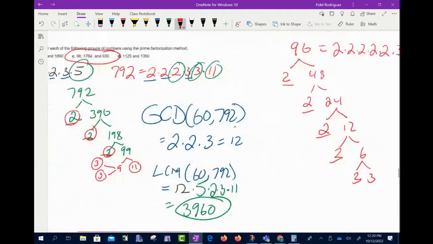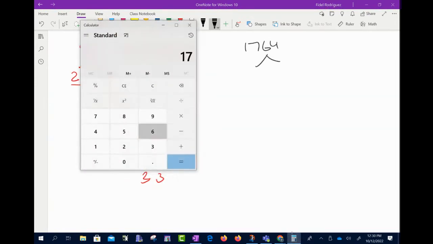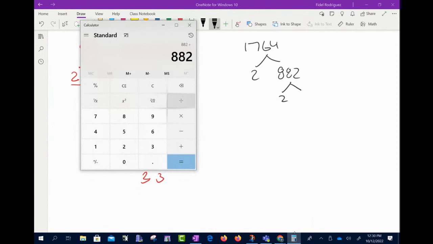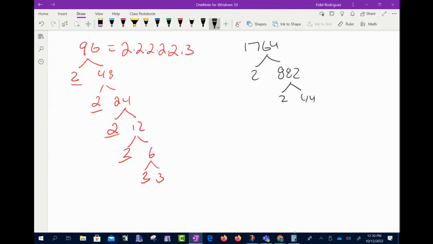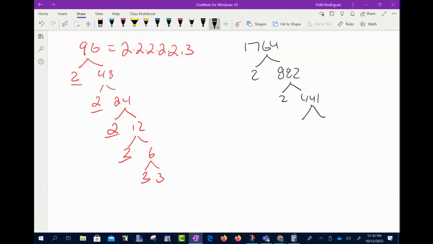The next one we had, y'all, was 1764. Wow, it's a big number, but it's all right. This is exactly why we have calculators. 1764, let's divide it by 2. 2 and 882. Let's divide it by 2 again. Okay, 441. Now, y'all, I can't divide 441 by 2. So if you remember, we talked about this on Monday. We had a list of prime numbers. After 2, the next prime number I have, y'all, is 3. Hey, 3 worked. So this is 3 and 147.